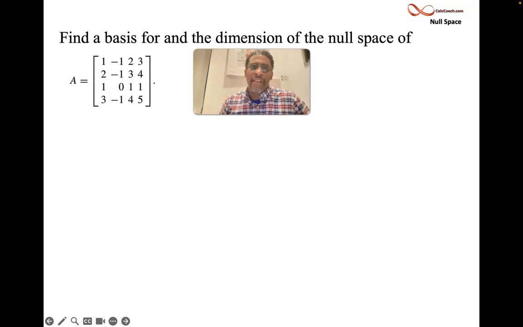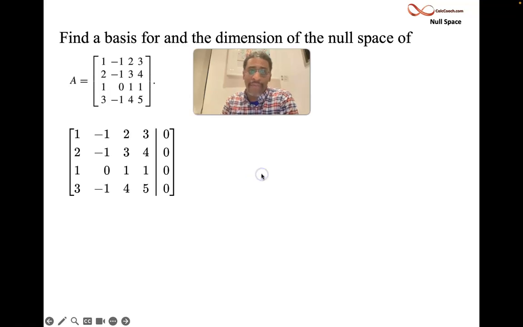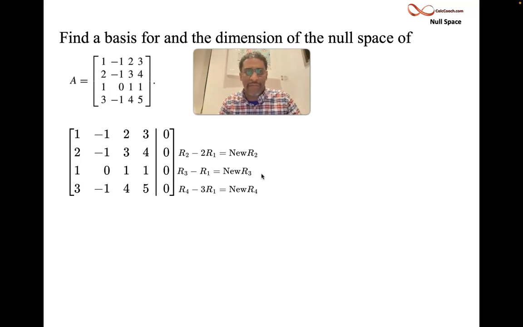Our job: find a basis for the null space and the dimension of the null space, the nullity. Here's a 4x4 matrix. It doesn't have to be square when you do this. You immediately go into the augmented homogeneous system, attach a column of zeros, and we're going to row reduce this. We've got to get the zeros underneath the 1. Thankfully, we have a 1 in the upper corner there. We do some row operations to get those zeros there.